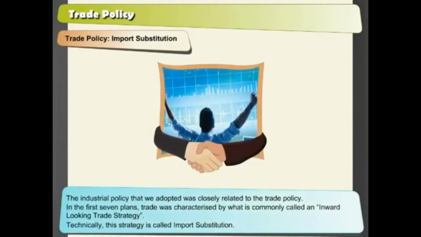The industrial policy that we adopted was closely related to the trade policy. In the first 7 plans, trade was characterized by what is commonly called an inward-looking trade strategy. Technically, this strategy is called import substitution. This policy had its own objectives, each of which has been discussed in detail.